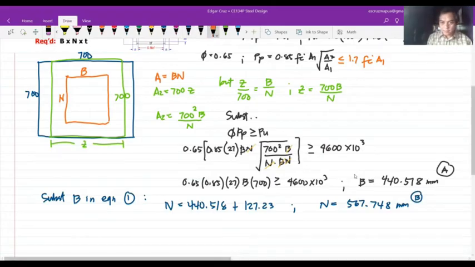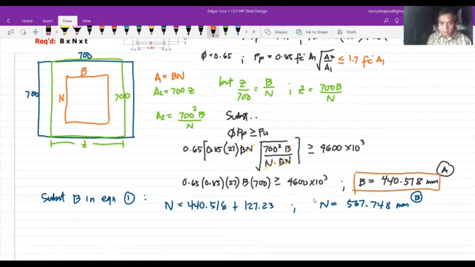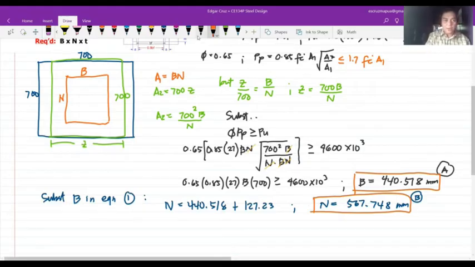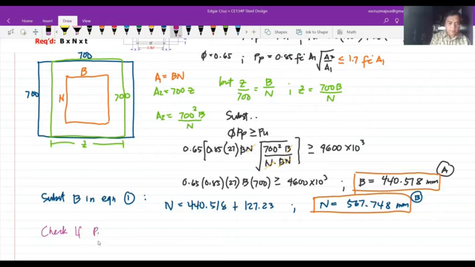Okay, so ito yung B, kasi ito yung N. So for this case, hindi ko yung round up. Hindi ko siya round up, kasi para eksakto yung most economical. Pero before we accept these final answers, we have to verify pa rin. So let us check the limit. So check if yung P sub P natin is less than the limit of 1.7 FC prime A1.